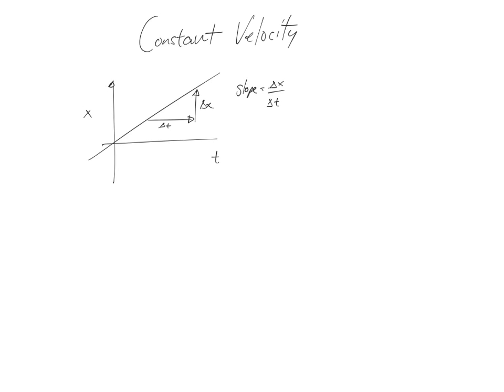I think in math classes you call that a rise over a run. Well, in physics we say it's a change in position divided by a change in time, because in this case we have position on the vertical axis and time on the horizontal axis. So change in position is our rise and change in time is our run. And we define this as our average velocity.